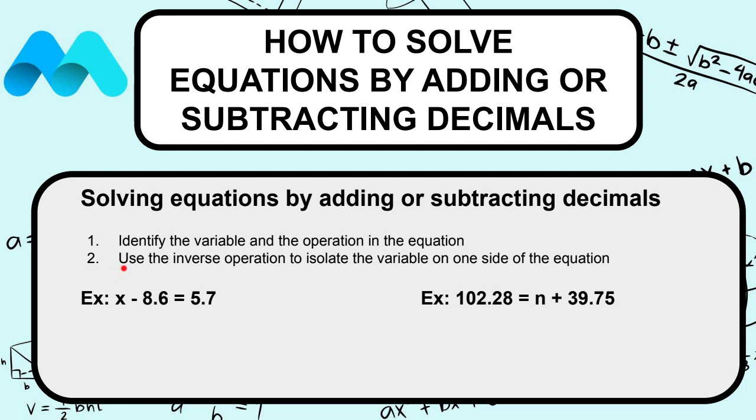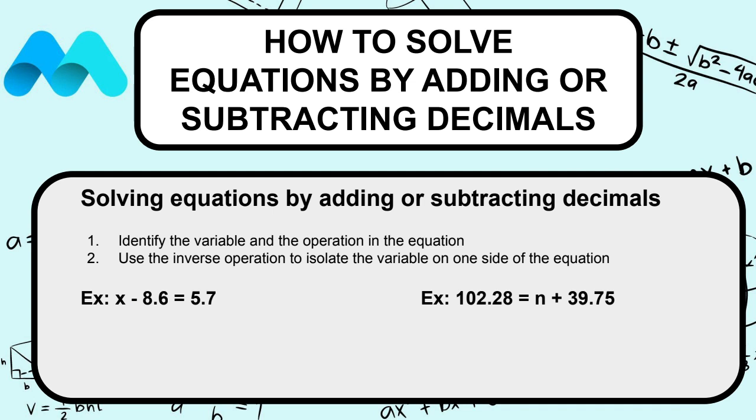So step 2 is to use the inverse operation. The word inverse here means opposite, so we're going to use the opposite operation to isolate the variable on one side of the equation. And that's the goal of these. We want to get this x in this first example by itself. We don't want this minus 8.6 or 8 6/10 over here. We want to get rid of that. We want x by itself because on this side of the equal sign is where our answer is going to be. So we have to use the opposite operation to do that.